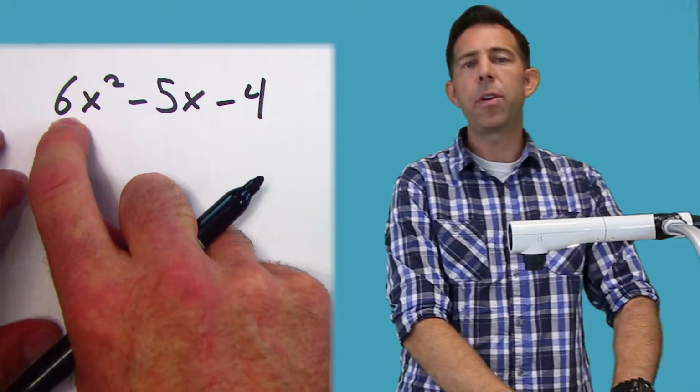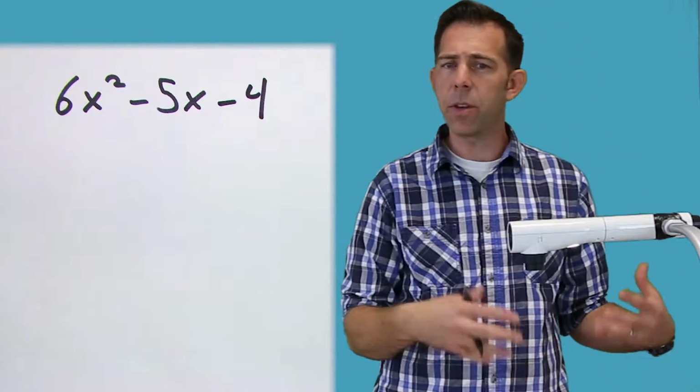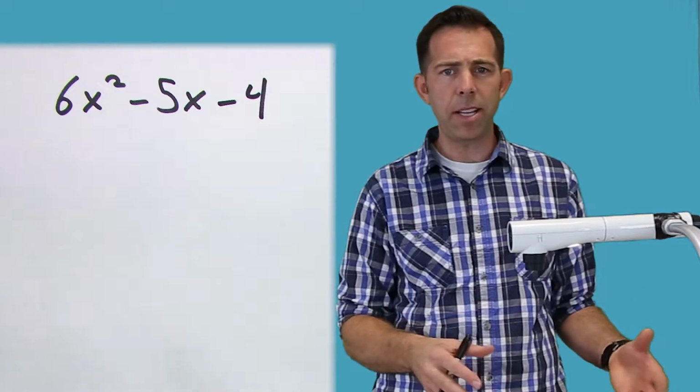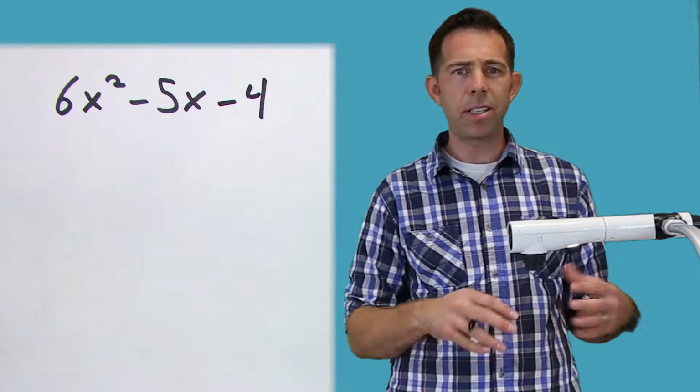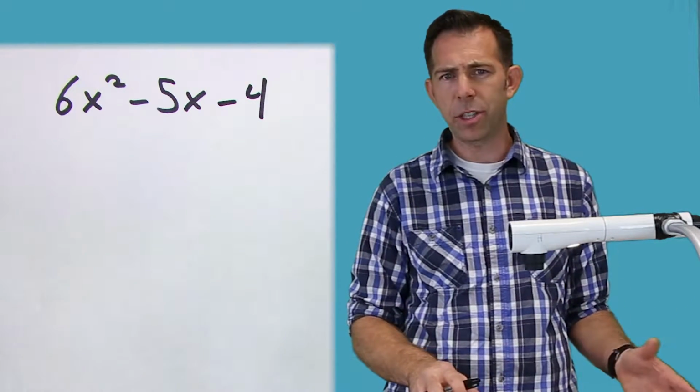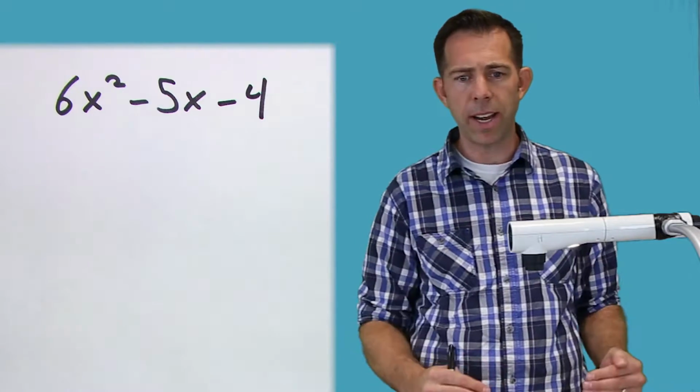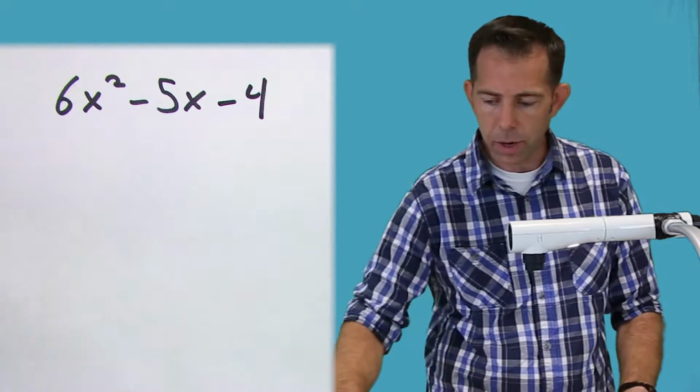Now, if you were to do this another way, you might have to use the box, and there's another method called the AC method. This method almost leads to no guess and check and no confusion. You just go straight down to the answer. So I'll show you how it works.